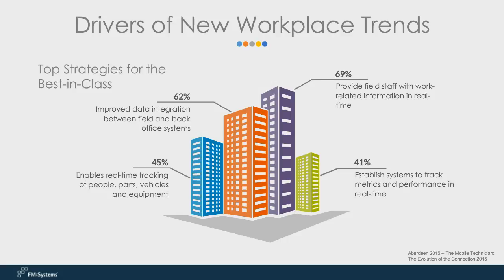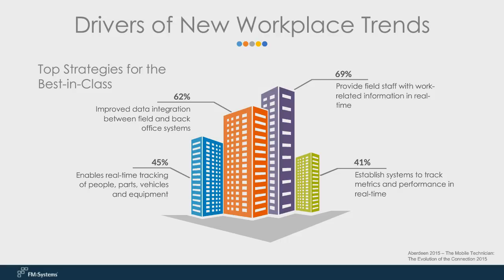That's the ability to access all of that information in your enterprise systems, such as FM Interact, and being able to access that information out there in the field. We also see 69% of best-in-class organizations providing mobile tools out there in the field so that their field staff can access related information for doing things such as work order management or tracking assets, which leads us to 45% of them focusing on the real-time tracking of people, parts, vehicles, and equipment.